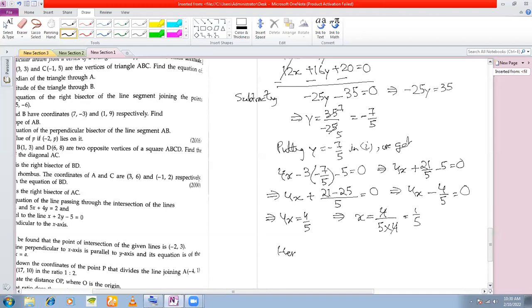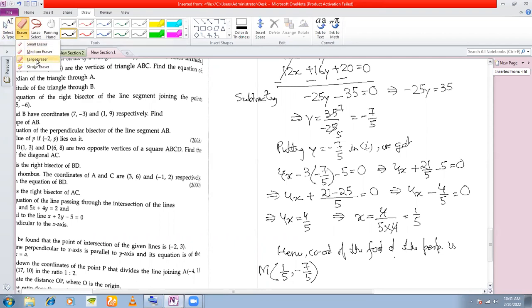Hence, the coordinates of the foot of the perpendicular are: what is the x coordinate? 1 by 5. What is the y coordinate? Minus 7 by 5. This is the coordinates of the foot of the perpendicular, which I have called M. That finishes this question.